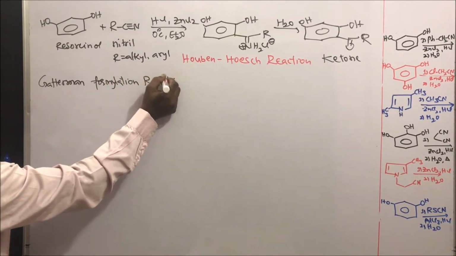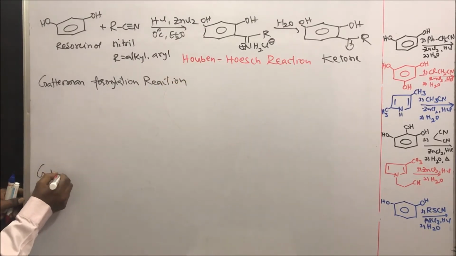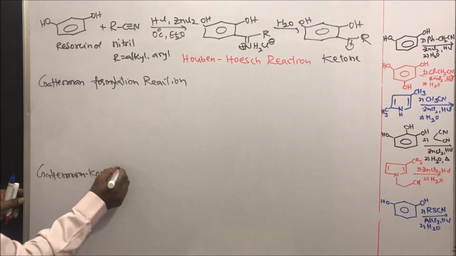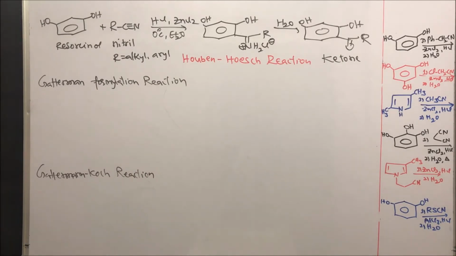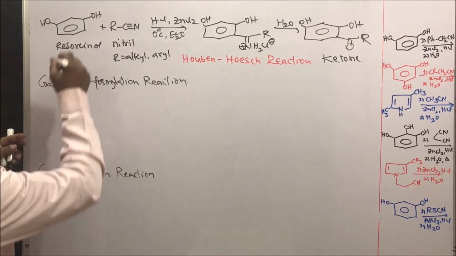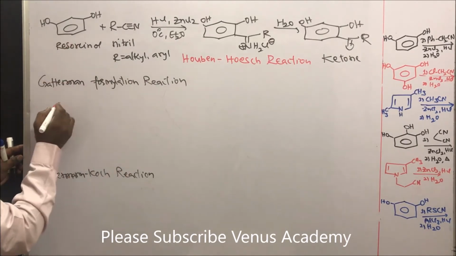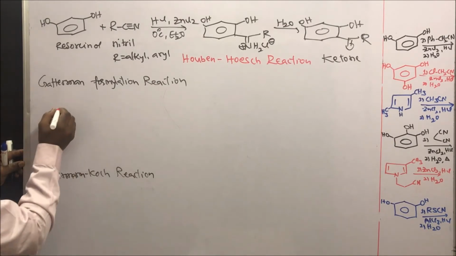reaction, and another reaction also is there, Gattermann-Koch reaction, where aldehydes are going to be given by this reaction. So what is the difference? In Gattermann formylation reaction, you can take any aryl compound.